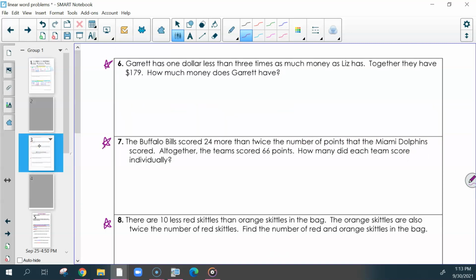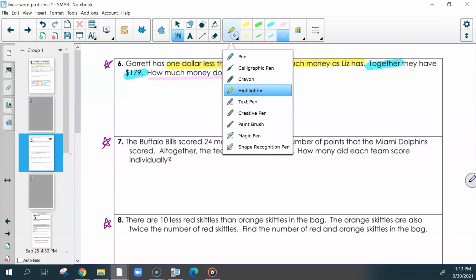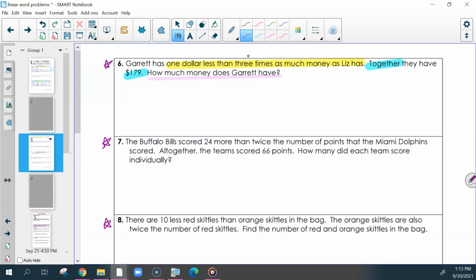So number 6, go through, read this, highlight anything that's important. Garrett has $1 less than 3 times as much money as Liz has. Together, they have $179. Then it's asking, how much money does Garrett have? So our variable needs to be something we don't know. Looking at this, we don't know how much money Garrett has or how much money Liz has. So those are going to be my variables.